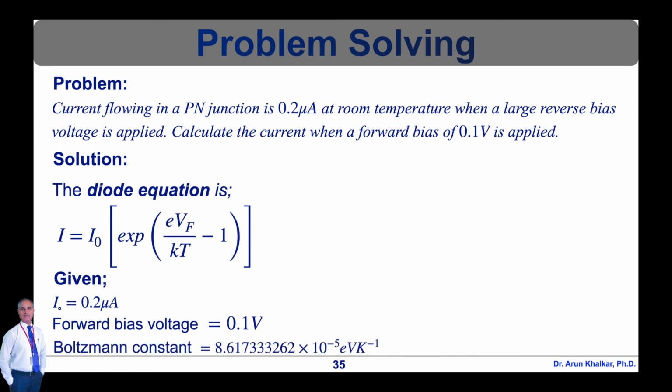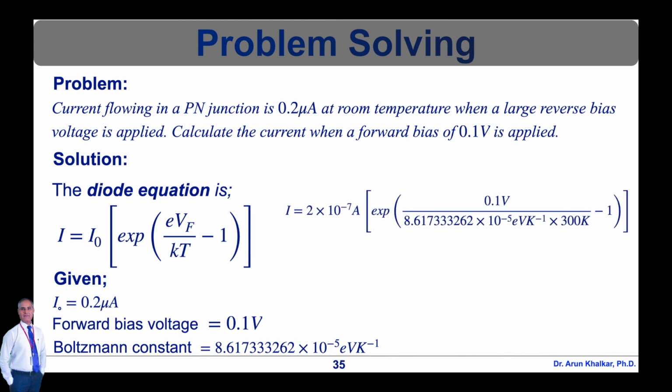that is 8.617333262 into 10 raised to minus 5 electron volt per Kelvin. So simply by putting these values in this equation and solving, we have current I is equal to 9.2 microampere. So this is the solution of this problem.